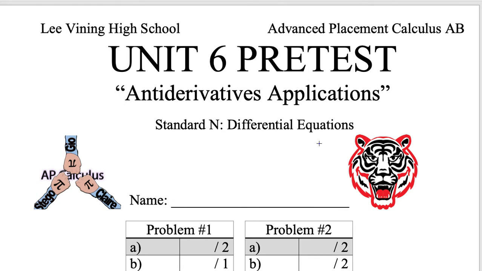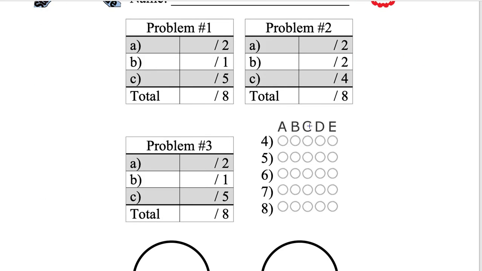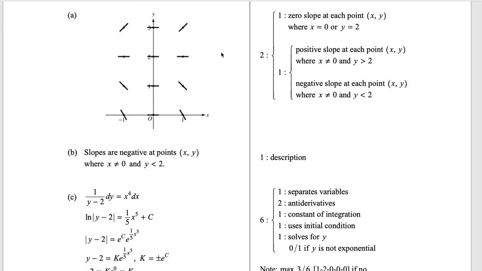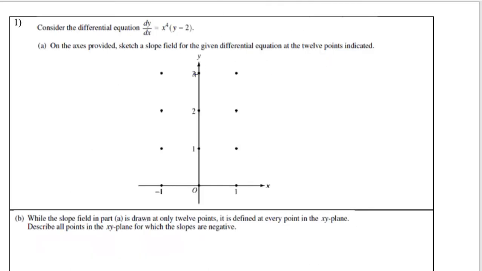All right, so this is AP Calculus. We're going over the Unit 6 pretest. There are all the points that you can get. Let's go over number 1. So the slopes for number 1, I guess we can just look at the scoring guide to do them. Well, we should do at least a few of them, right?